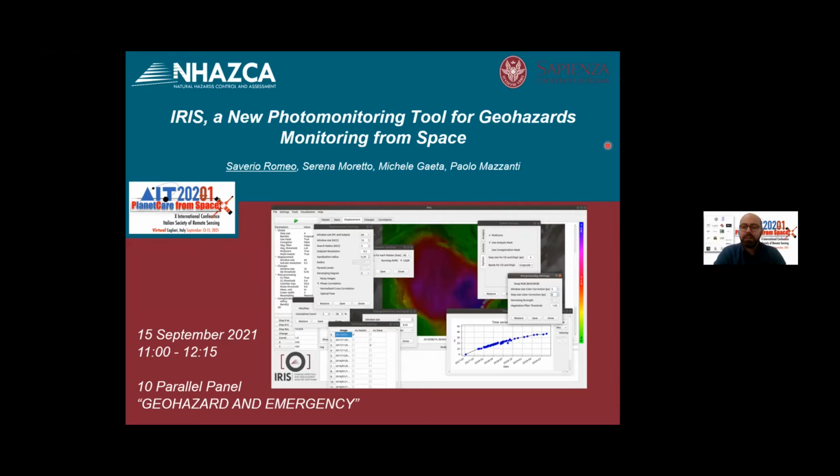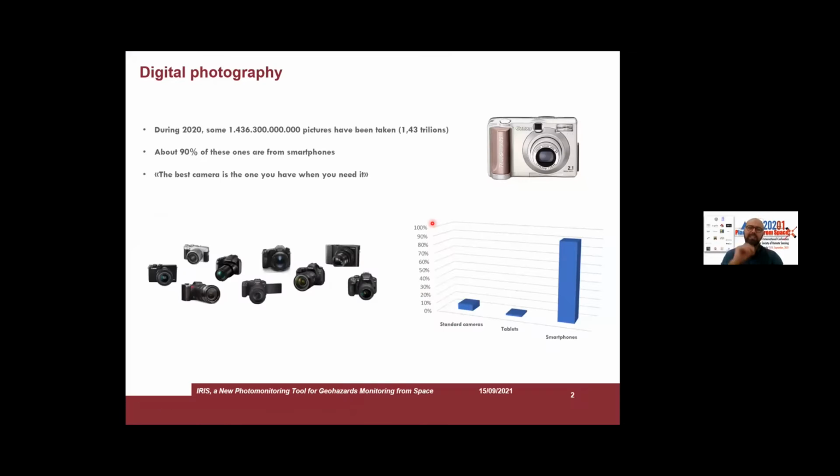Before starting, I would like to clarify the context in which we operate when we talk about photomonitoring. In recent years, technological development is allowing us more and more to use complex but low-cost instruments that acquire high-quality data. Very often, these data remain in a drawer and are not used for purposes such as surveying or monitoring.